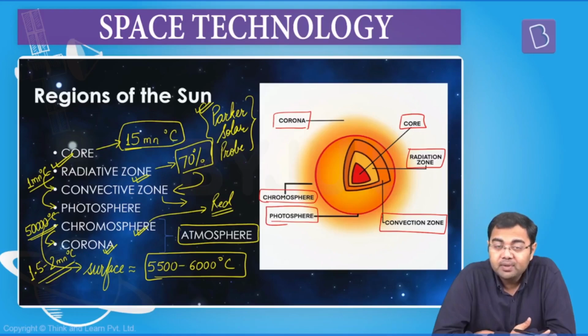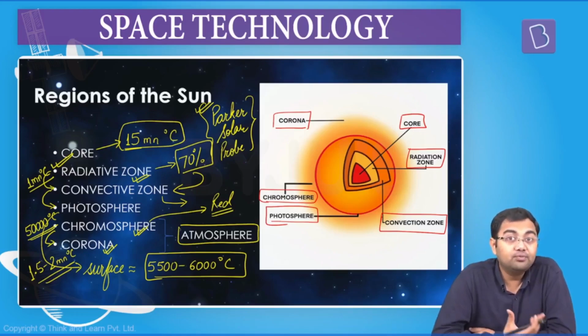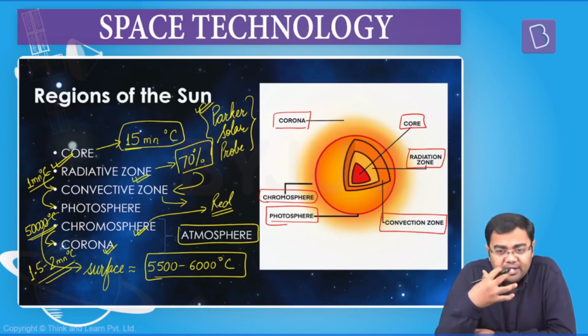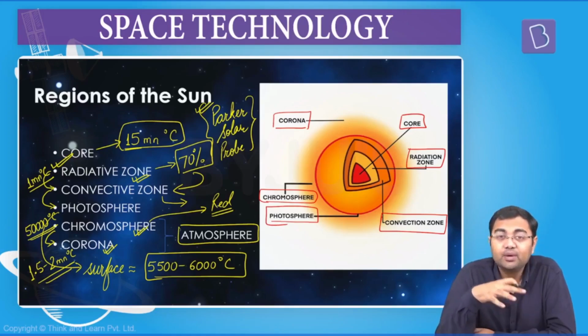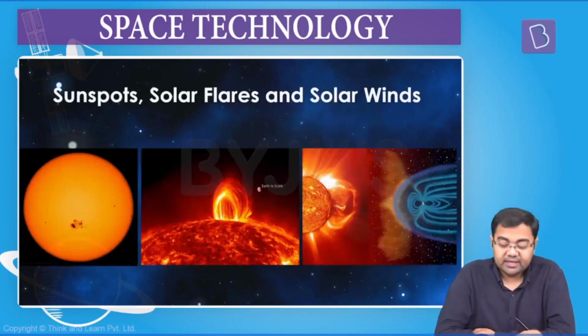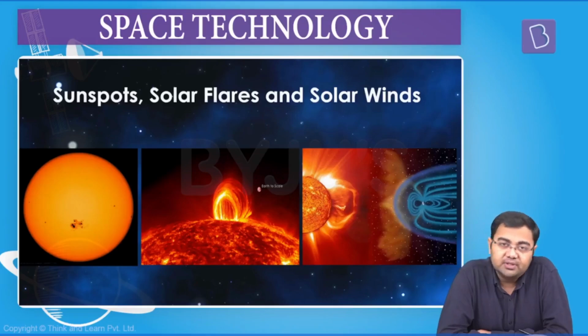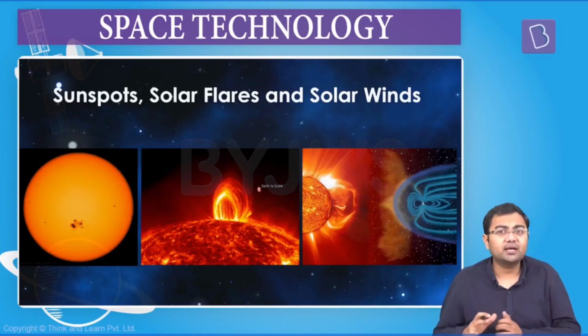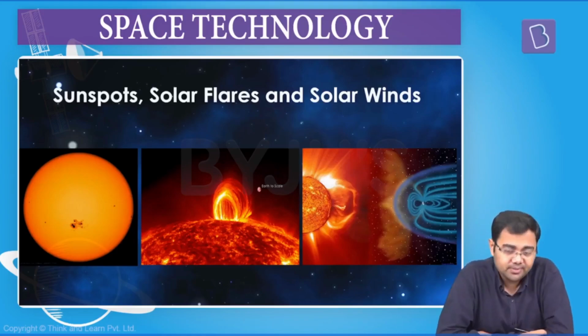Even Aditya L1, the sun probe that ISRO is launching, also is going to try and look into the phenomenon of this increase in temperature and why exactly the increase in temperature happens in the sun. Now then, there are certain phenomena associated with the sun which also become very important from your prelims perspective. These are sunspots, solar flares, and solar winds. So let's try and understand the meaning of all these terms.